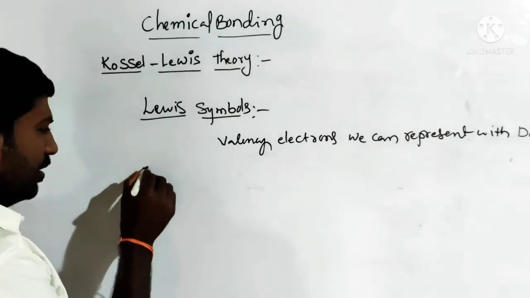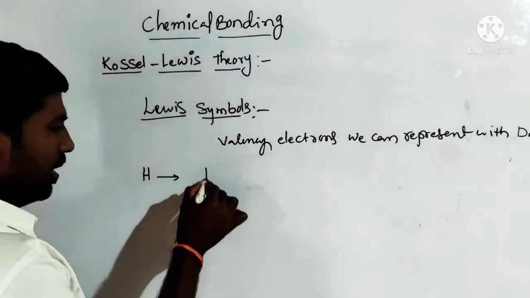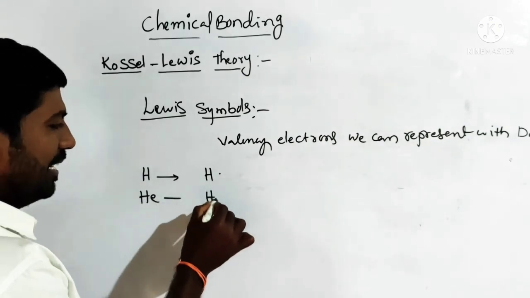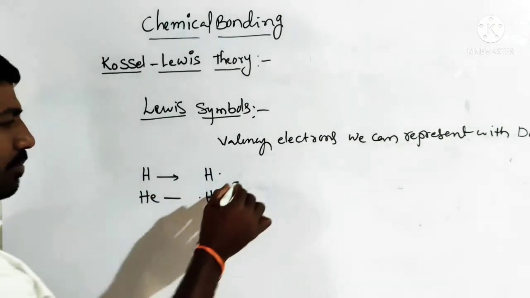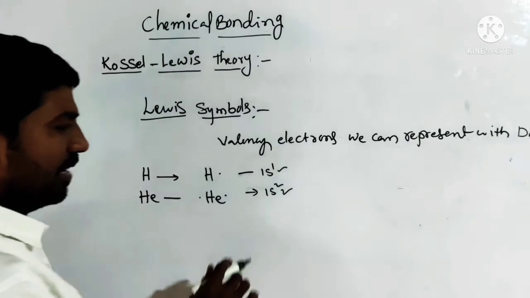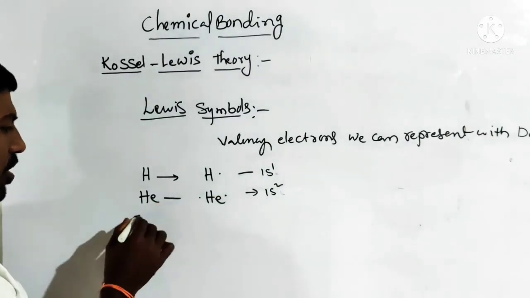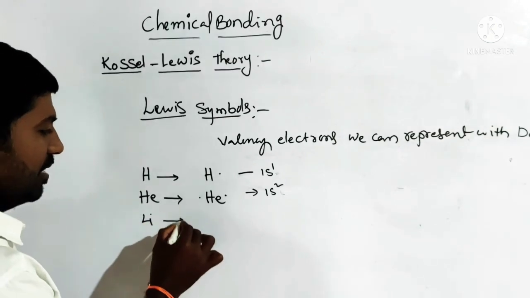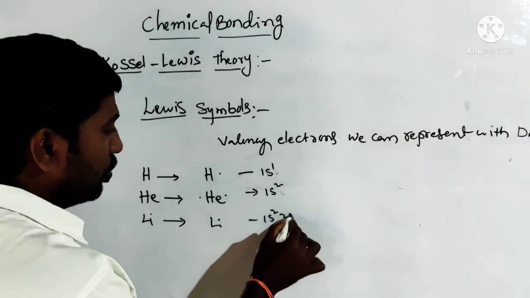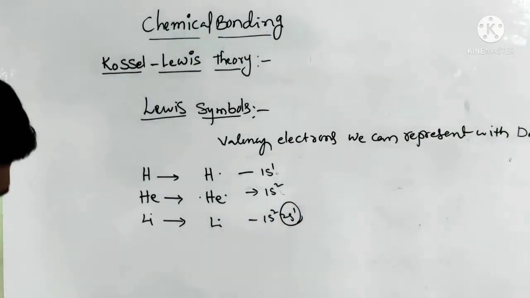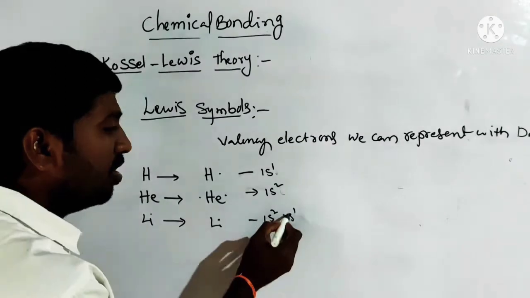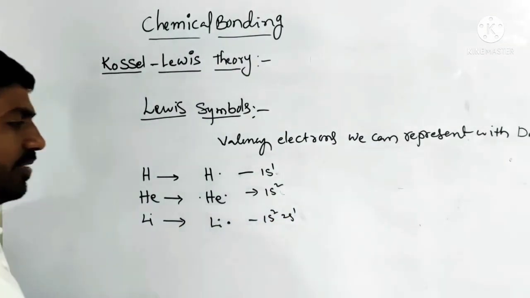For example, hydrogen. What is the Lewis symbol? H, 1 dot. Helium, 2 dots, because the valency electrons are 1s2. Now another atom, lithium, Li. Here 1s2, 2s1. This is the valency shell, because the second shell is the last shell. The last shell we call the valency shell. So only 1 dot we can represent.